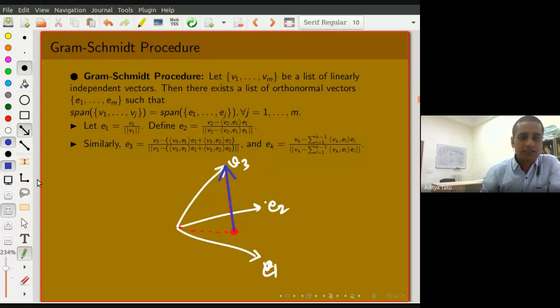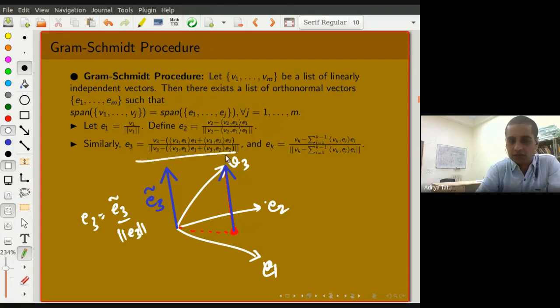This is my E3. Remember, even though I'm drawing it here, assume that it is this vector that I'm talking about. So this will be my vector E3 tilde. In order to obtain E3, it will be just E3 tilde divided by the norm of E3 tilde, which is just this equation over here.